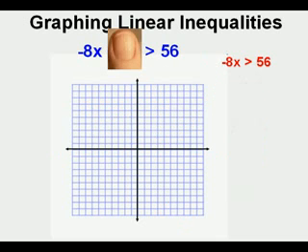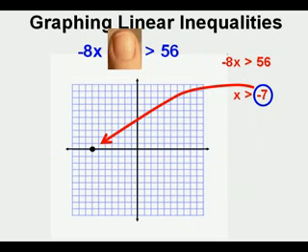First, we cover the y term. That leaves us with negative 8x is greater than or equal to 56. We solve for x by dividing both sides by negative 8, and since 56 divided by negative 8 equals negative 7, negative 7 is what we mark on our x-axis.